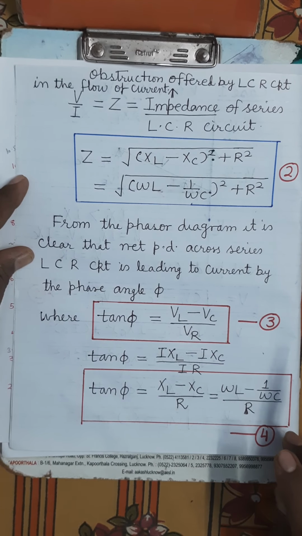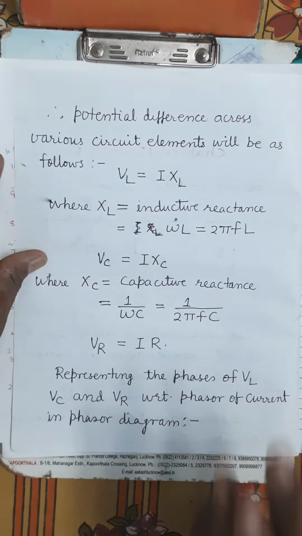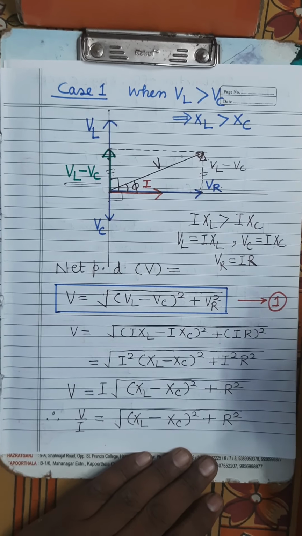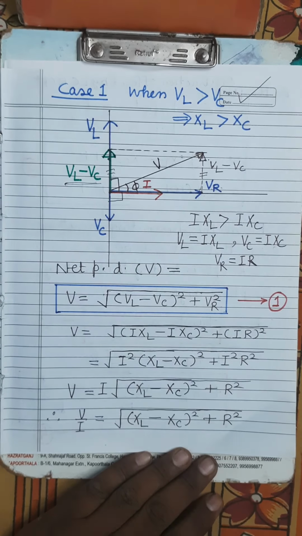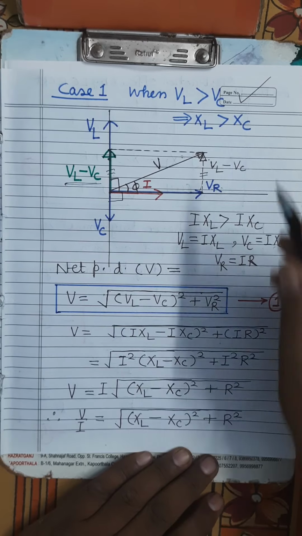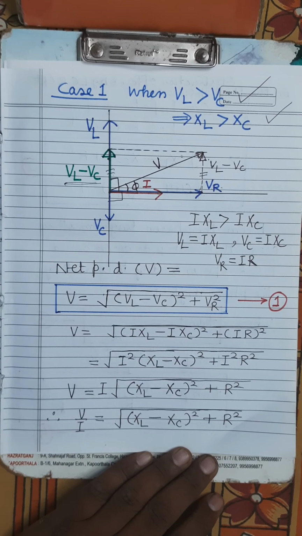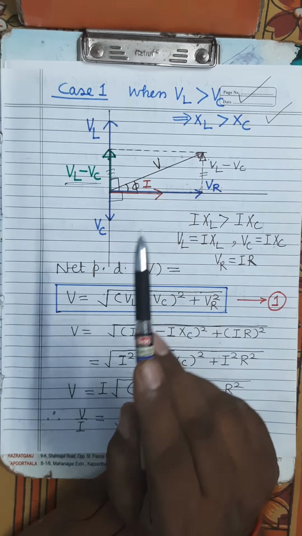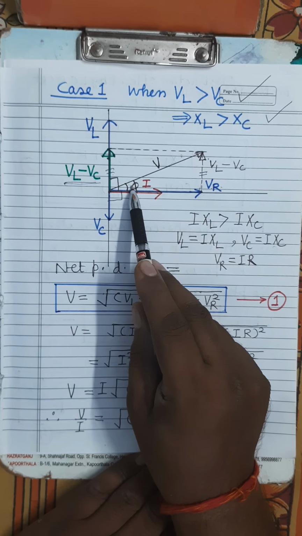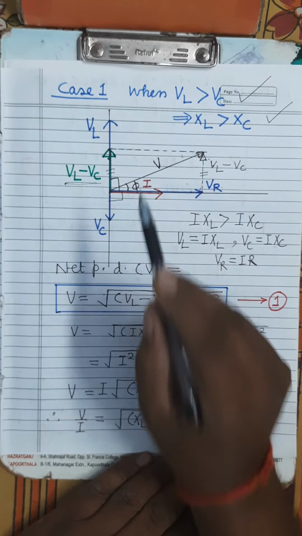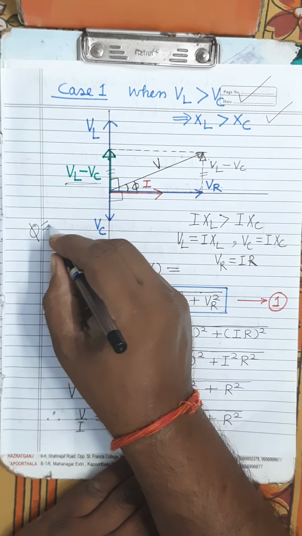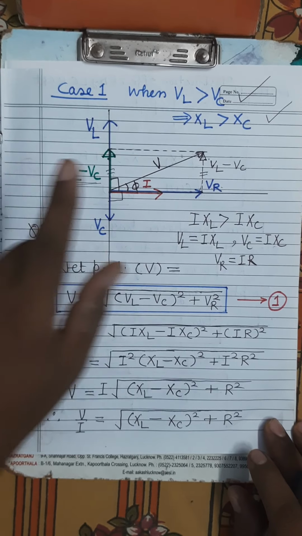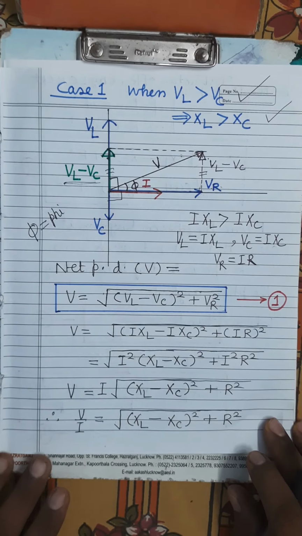Now see here, there is one more thing. If you see in the phasor diagram, you will find that in a series LCR circuit, when VL is greater than VC, when XL is greater than XC, then at any instant the net potential difference V across the LCR circuit will lead the current I by what angle? Phi. Here phi is the symbol of angle.